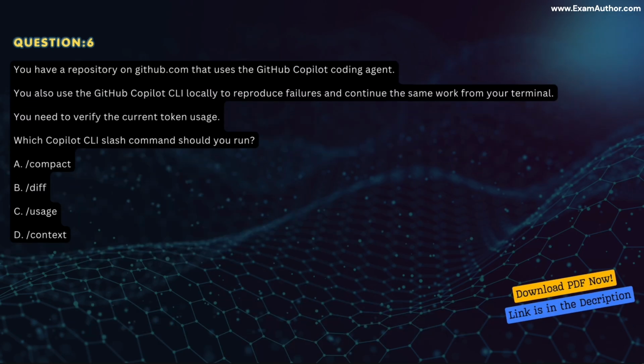Question 6. You have a repository on github.com that uses the GitHub Copilot coding agent. You also use the GitHub Copilot CLI locally to reproduce failures and continue the same session. You need to verify the current token usage. Which Copilot CLI command should you run? A. /compact B. /diff C. /usage D. /context. Correct answer D.